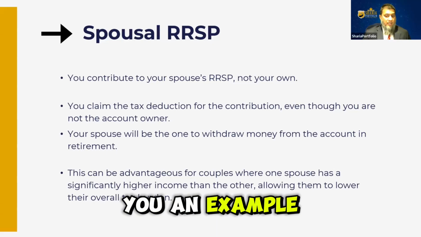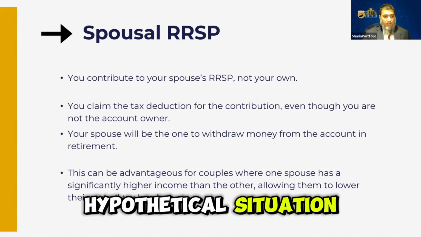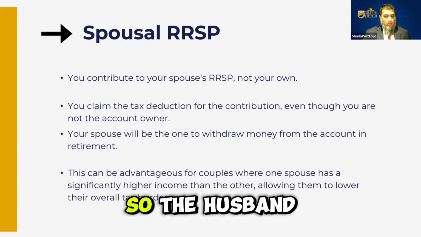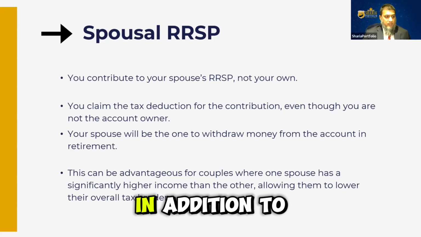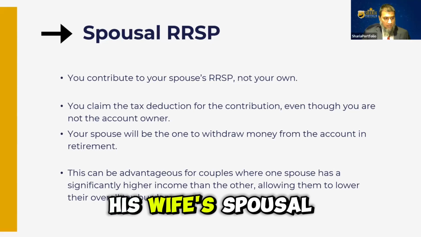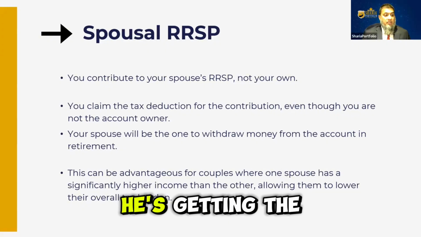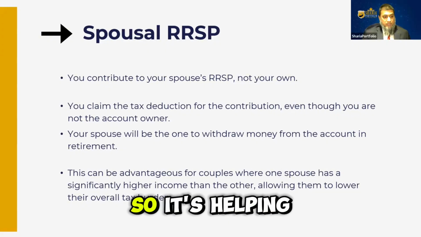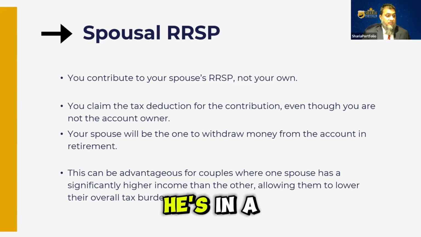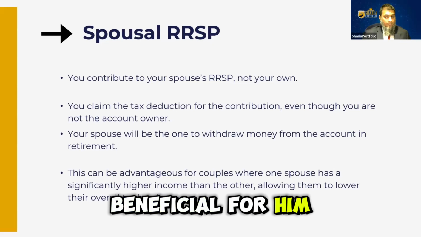So just to give you an example, there's a husband, there's a wife. Perhaps in this hypothetical situation, the husband is earning more income than the wife. So the husband, in addition to his own contribution, can contribute to his wife's spousal RRSP account. So he's putting the money in, he's getting the tax receipt. So it's helping to further reduce his taxes because he's in a higher earnings bracket. This is more beneficial for him.